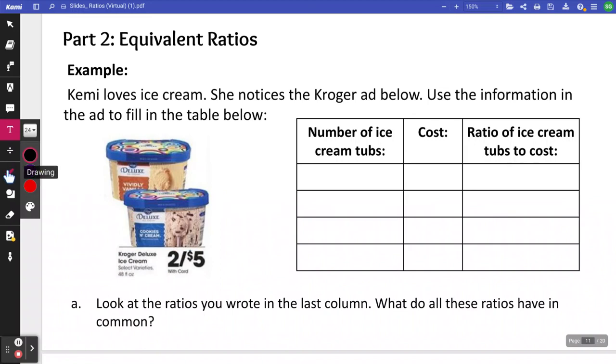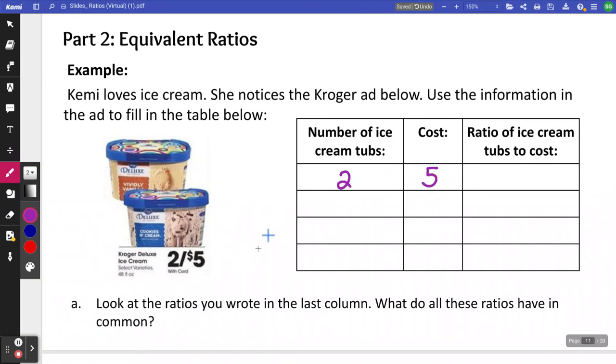So for the first part of this question, I am trying to fill in this table, and that's where I can start. I can start by saying you can buy 2 tubs of ice cream for a total of $5. And using what we know now about writing ratios, if I wanted to write the ratio of ice cream tubs to cost, because remember, paying attention to the order of those words is important, I could write, well, there's 2 tubs of ice cream for a cost of $5. For every 2 tubs of ice cream, it costs me $5.